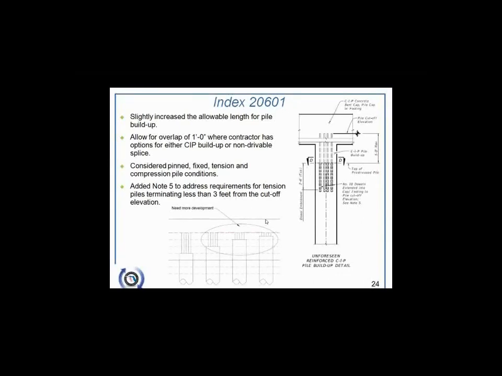This allows for overlap of 1 foot where the contractor has options for either cast in place buildup or non-drivable splice. In looking at this and coming up with this simple detail, because it is very simple and it covers a wide range of conditions, we considered pin, fixed, tension, compression pile conditions. The only anomaly was where we had tension piles and there wasn't enough development length there, and this is an example of one of the diagrams we had sketched out. So we added note 5 on the design standards to handle this condition.